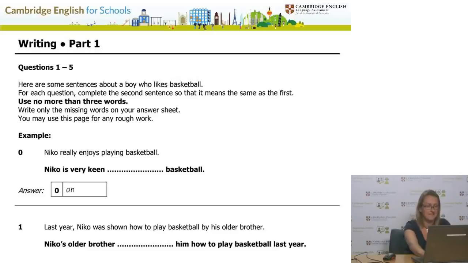And a lot of you, I can see, are writing in the correct answer there. It's just one word missing, showed. So Nico's older brother showed him how to play. Can't see that, but that's correct. So only one word was needed in this example, but in other sentences, up to 3 words may be needed.